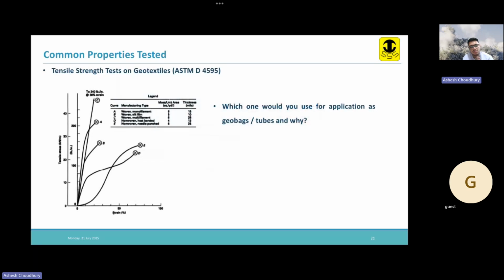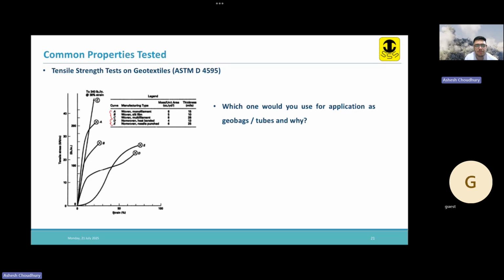Now, tell me which group. So say this is group one, ABC is group one, and DE is group two. So which group of geotextile would you prefer for the application of geobags or geotubes, and why? Whether it will be ABC or whether it will be DE.